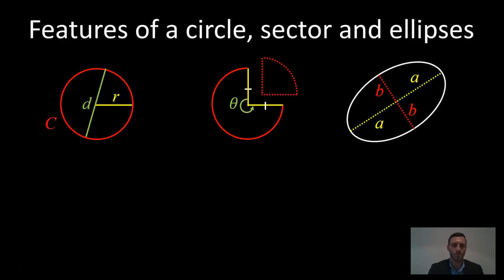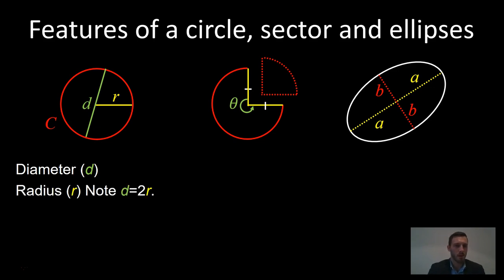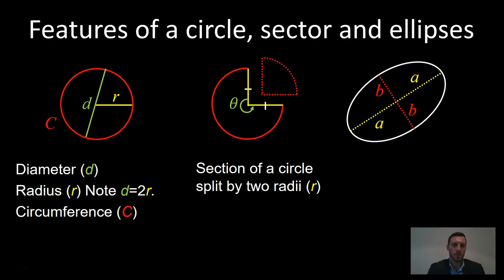ellipses. You might recall from the video on circumference of a circle and perimeter of a sector that a circle has diameter, highlighted in green here. It has a radius, which is half of the diameter, highlighted in yellow, and the circumference, which is the outside of the circle, which is highlighted in red. A sector is a section of a circle split by two radii.